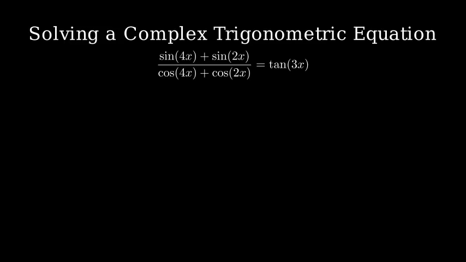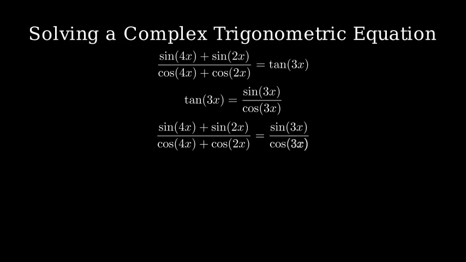First, recall that tangent is sine divided by cosine. So, tangent of 3x equals sine of 3x divided by cosine of 3x. This means we can rewrite our equation as the sine of 4x plus sine of 2x divided by cosine of 4x plus cosine of 2x equals sine of 3x divided by cosine of 3x.